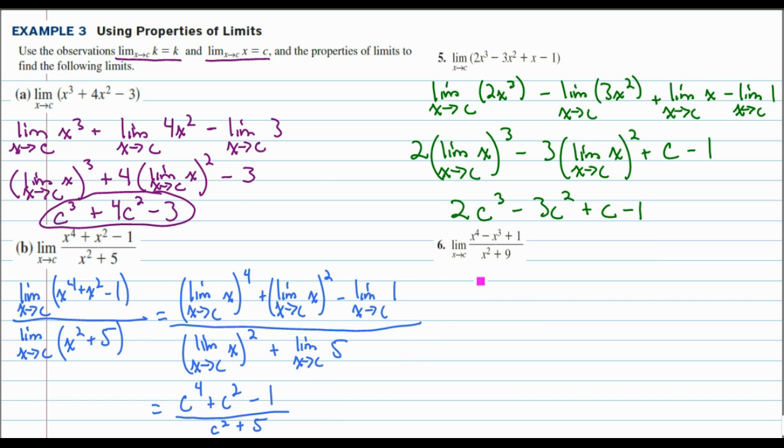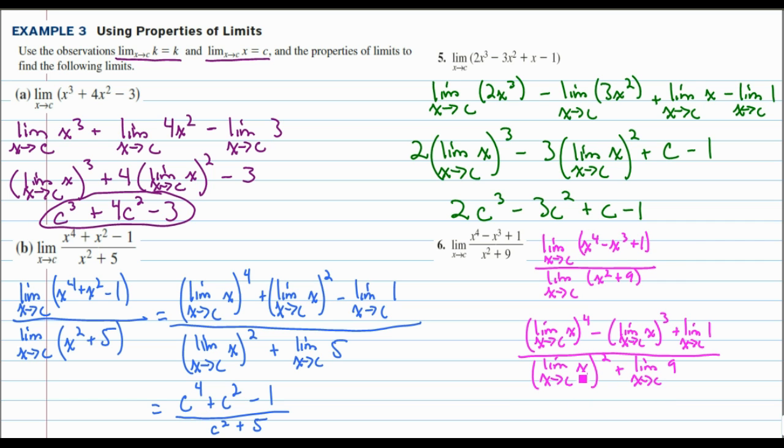Then now try example 6. I'm going to split the limit in the numerator and the denominator. And now separate each limit with its exponent on the outside. And after I simplify, as you may have guessed, I get c to the 4th minus c cubed plus 1 all over c squared plus 9.